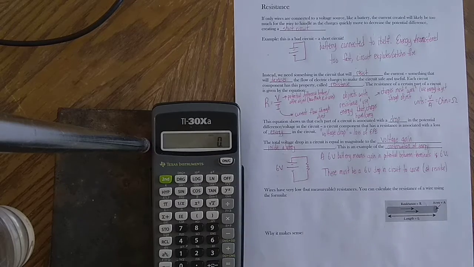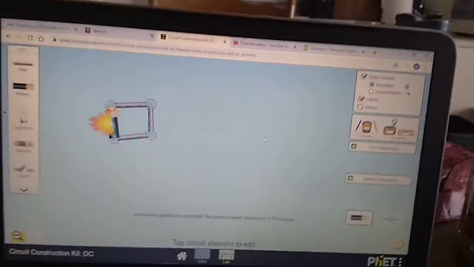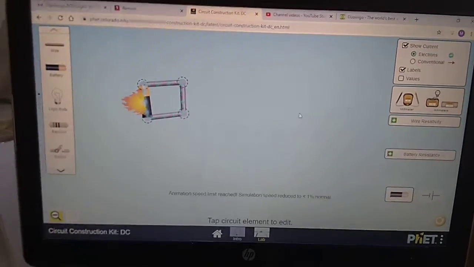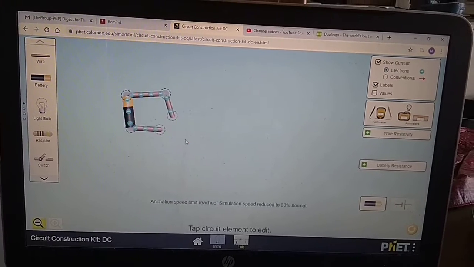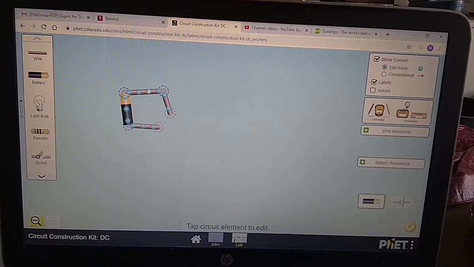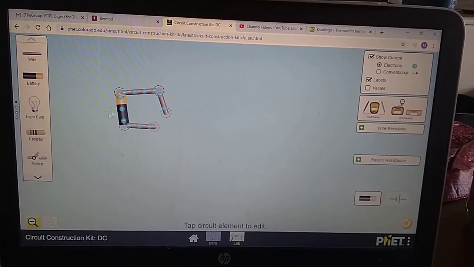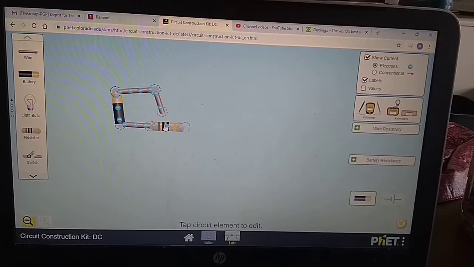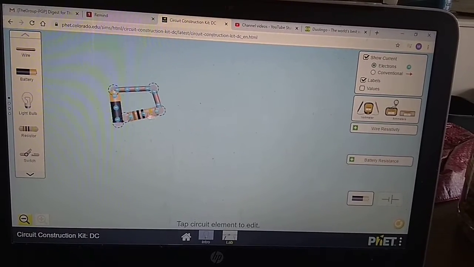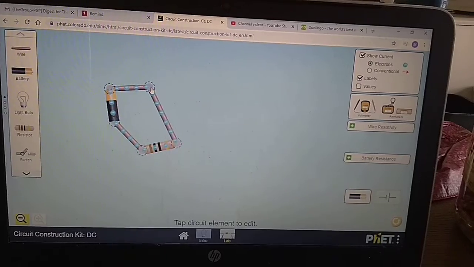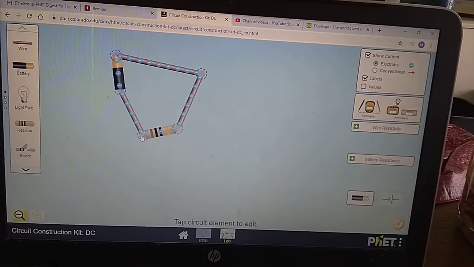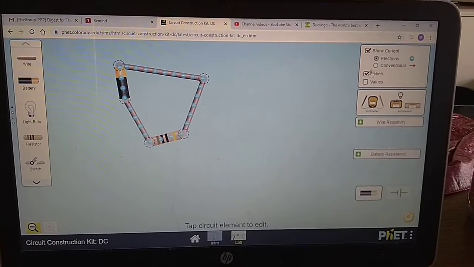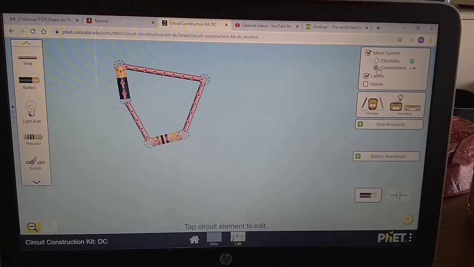Last time on the simulation, we had a short circuit. Let's get rid of our short circuit. We don't want that to be a short circuit anymore. So I'm going to stop it and change this by putting a resistor in. Let's spread this out a little bit so we can see. Now we see that we have a functional circuit. I'm going to go to conventional current just so it's a little bit easier.